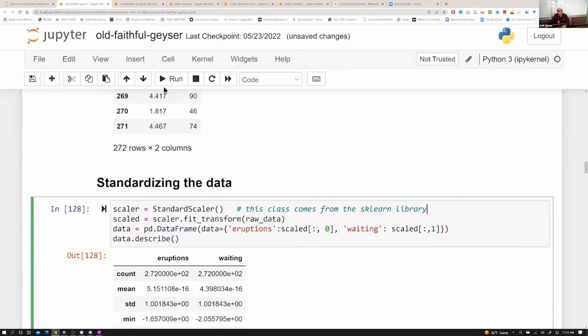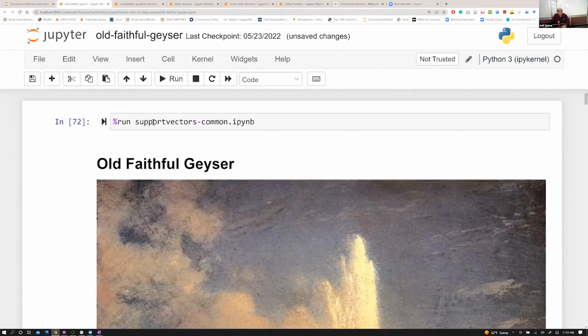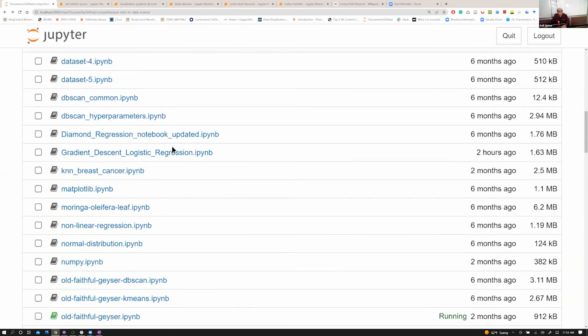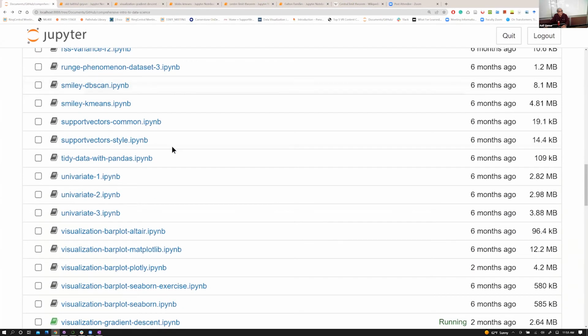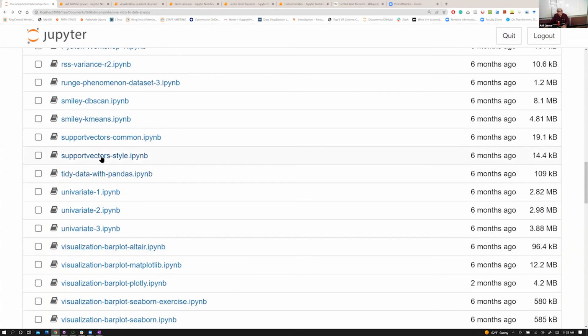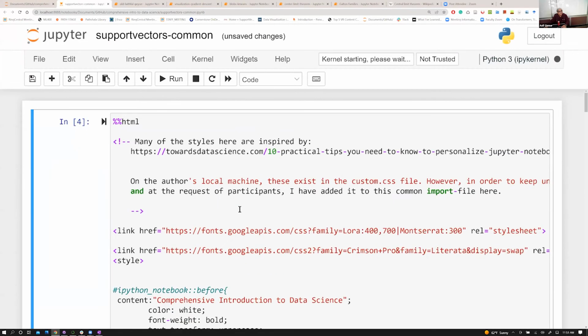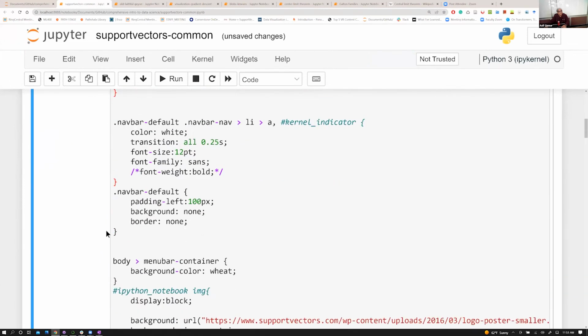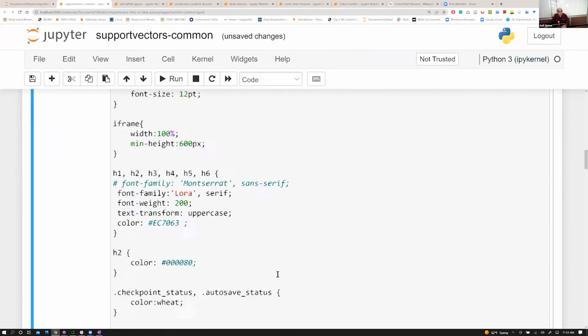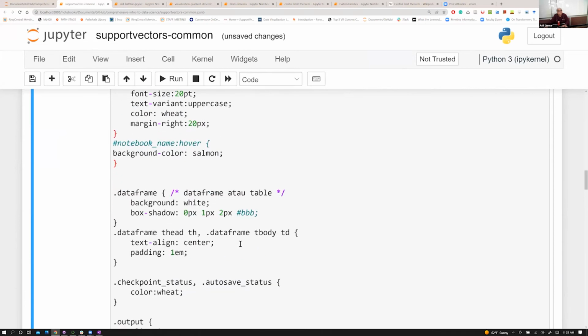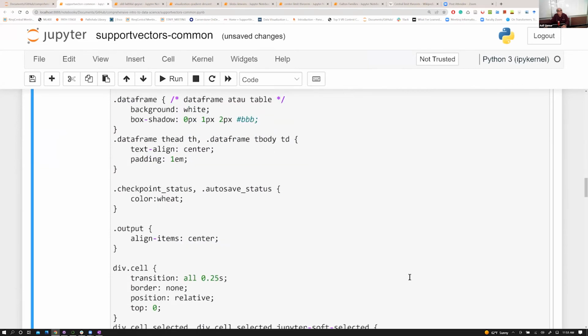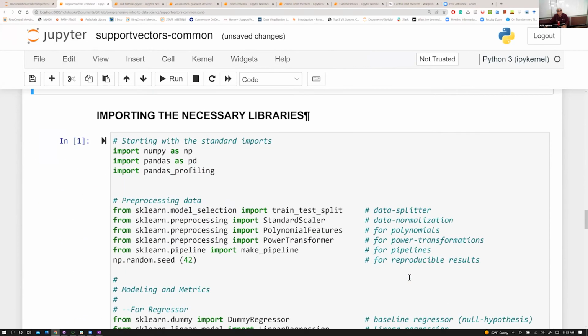You notice that, just so that I don't keep repeating, I have run the support vectors common IPython notebook. So we will go into support vectors common and see what I have put there. There are certain stylistic elements beautifying the notebook, which I would strongly suggest you completely forget about unless you are into HTML and React and so forth. Ignore that. Now I do some imports.